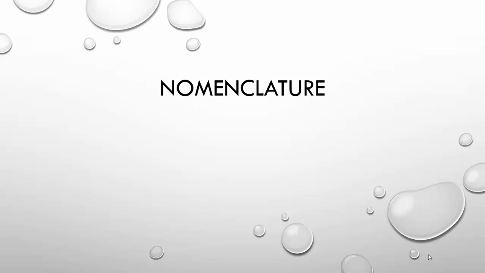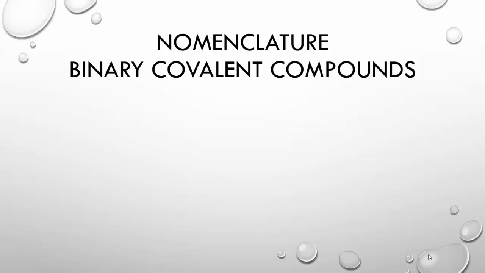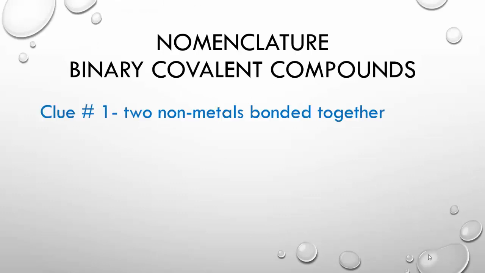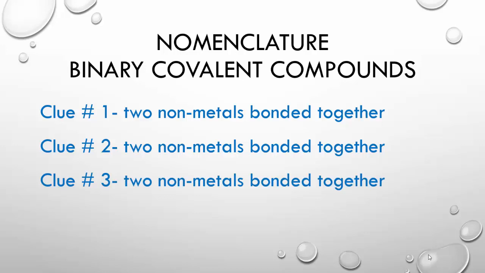Welcome to the last video on nomenclature. In this video we're not going to tackle ionic compounds, we're going to tackle binary covalent compounds. So how do you know you have a binary covalent compound? Well, clue number one, you have two nonmetals bonded together. Clue number two, two nonmetals bonded together. Clue number three, two nonmetals bonded together. So it's pretty obvious. Two nonmetals, you're now dealing with covalent.